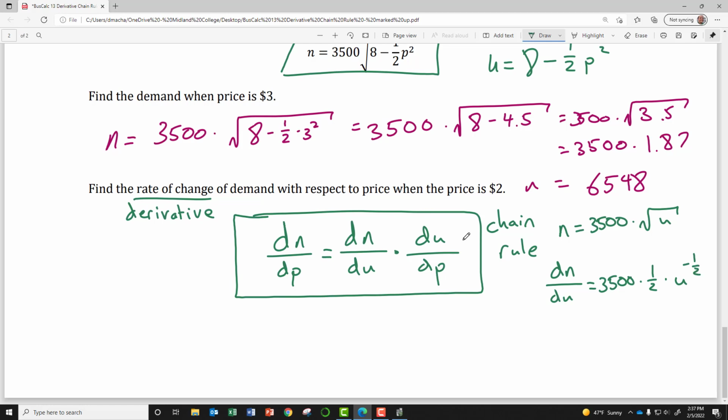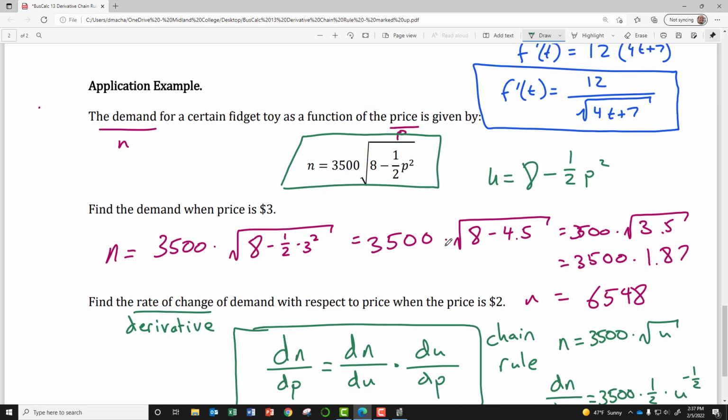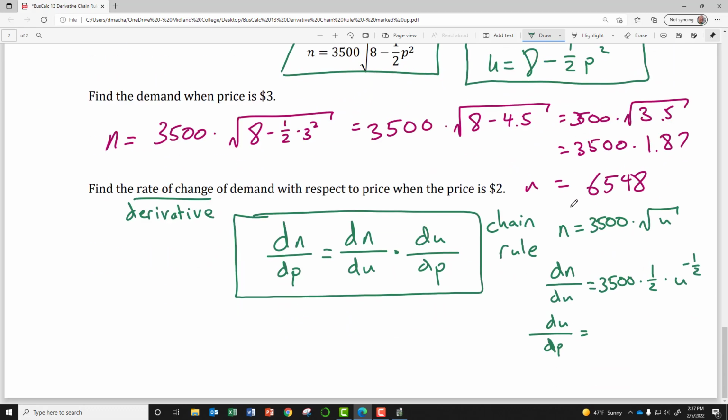And I also, it looks like I need to take the derivative of u with respect to p. And so looking at this u formula, the derivative of u with respect to p, well, that 2 comes down and it looks like it's just going to be negative p. All right. So then the derivative here of n with respect to p is going to be dn du, which is 3500 times 1/2 times u to the negative half power, times du dp, which is just negative p.